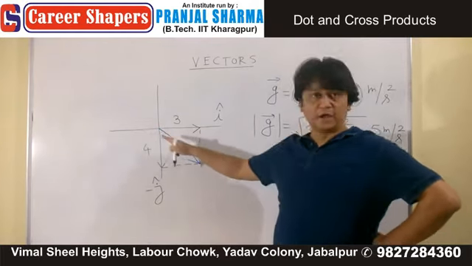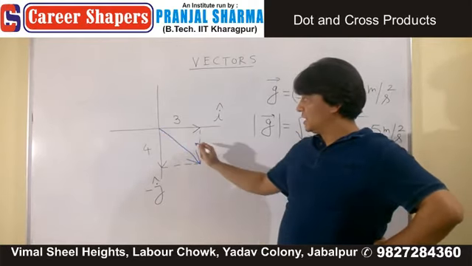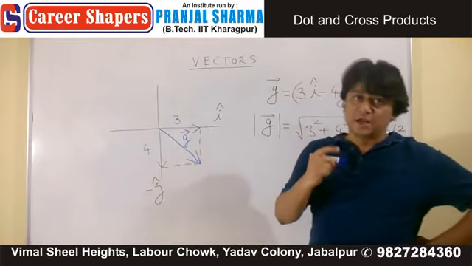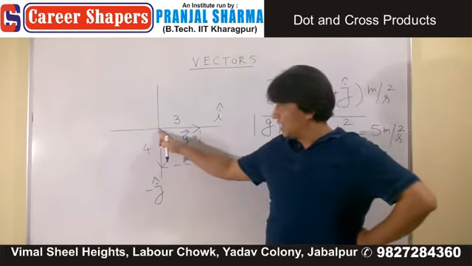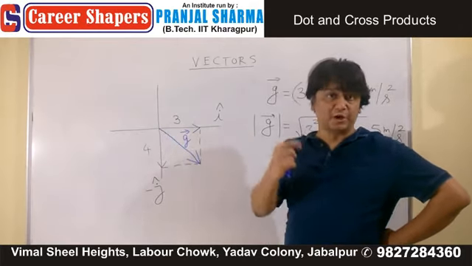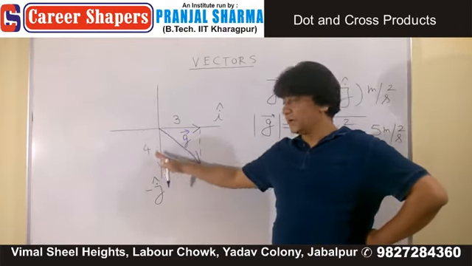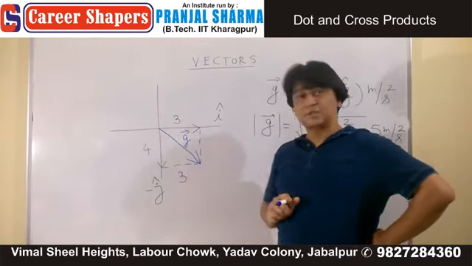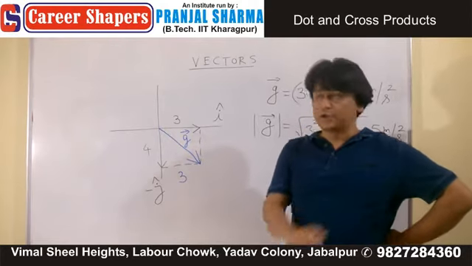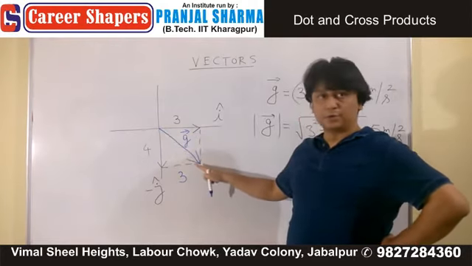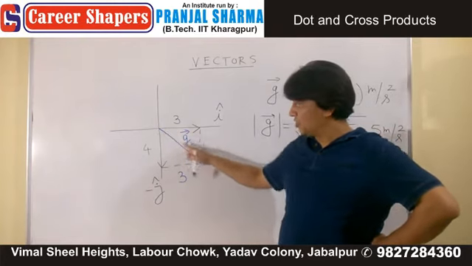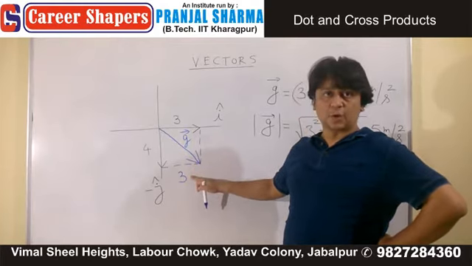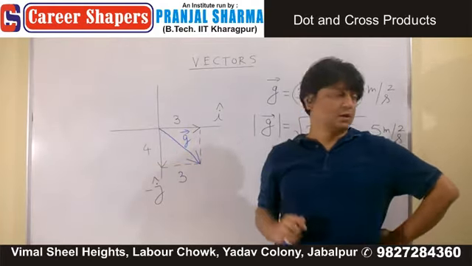This blue line or blue arrow which you see is nothing but the gravitational field. In vectors, length gives you the magnitude. Now, if I say that it is a rectangle, then this is 3, this length is also 3. That is the reason we say that the magnitude or length of this arrow is root over 3 square plus 4 square.